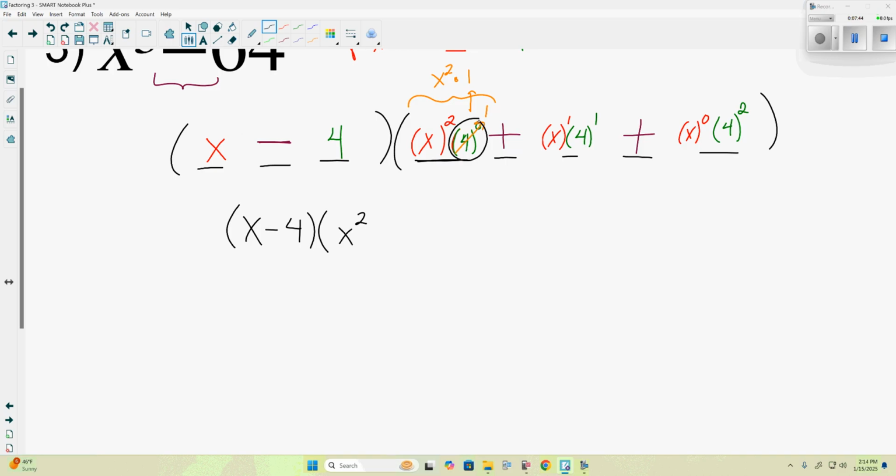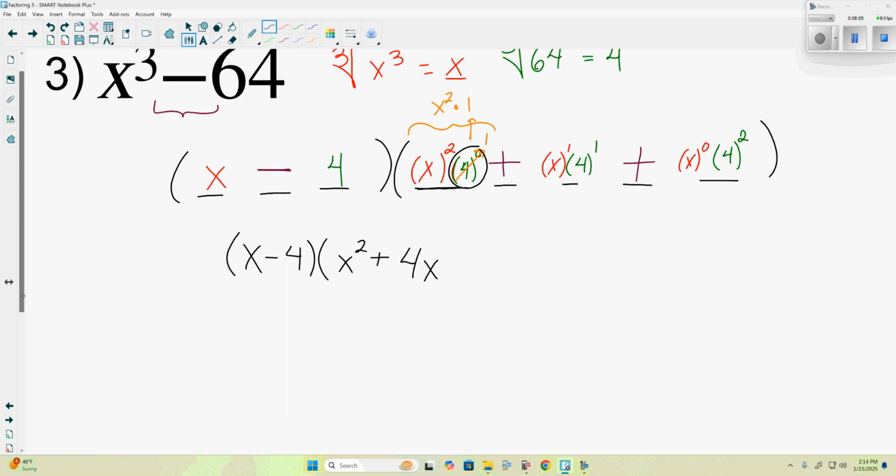Plus, in the middle we have x to the first. Well, x to the first power is x, and then 4 to the first power is 4. So really we just have what in the middle? X times 4, which is 4x.